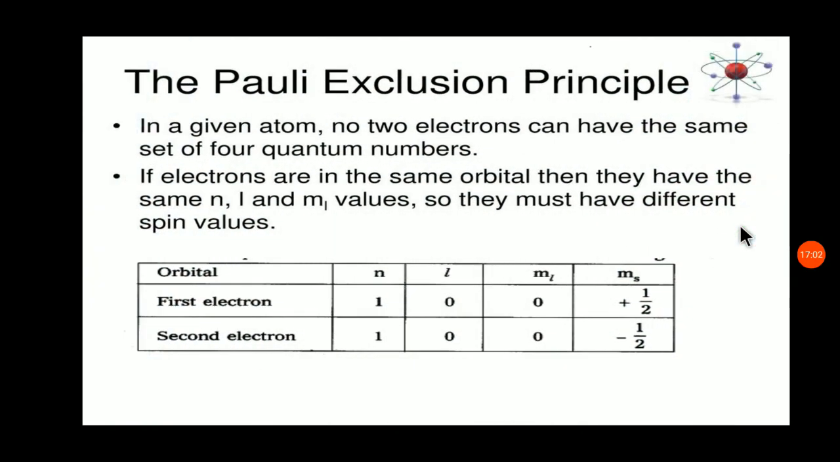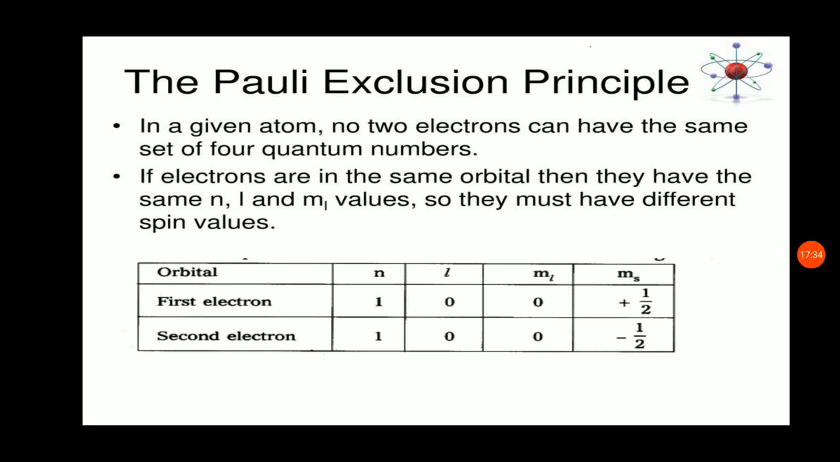Next goes to Pauli's exclusion principle. In a given atom, no two electrons can have the same set of 4 quantum numbers. If electrons are in the same orbital, then they have the same principal quantum number value, azimuthal quantum number value and magnetic quantum number value, but must have different spin values.